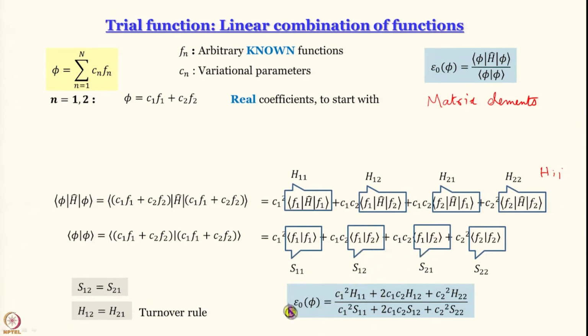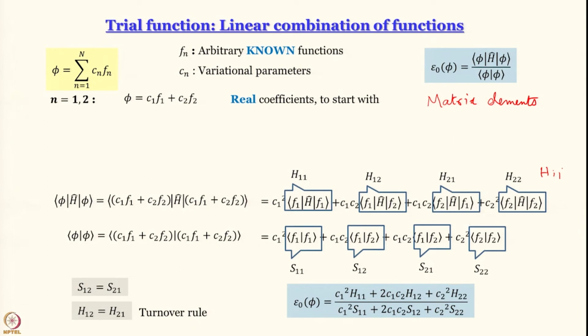Okay, I will just say that once again. What I am trying to do is write an expression for epsilon 0 phi. While doing that, I am simplifying it and we are writing this expression here. I get C1 square multiplied by H11 plus C1 C2 multiplied by H12 plus H21 in brackets. Since H12 and H21 are one and the same, I can write 2 C1 C2 H12, and the last term is C2 square multiplied by H22.